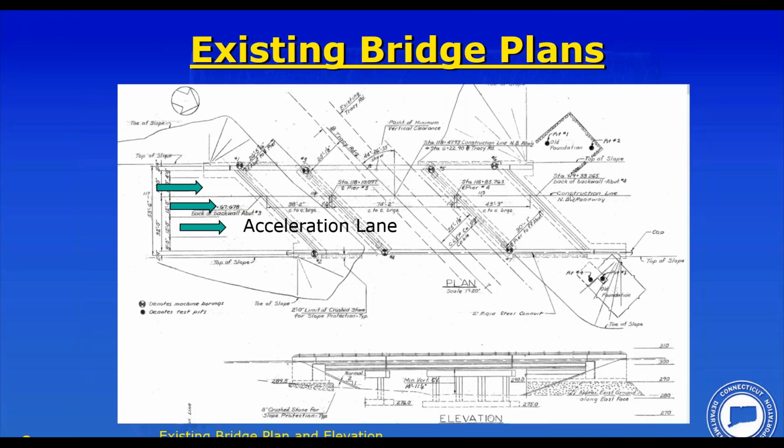Again, a plan view of the existing bridge. These are taken from the original plans, showing the arrangement of 3 lanes on the bridge. Again, one is an acceleration lane and two of them are the interstate lanes. Elevation of the bridge showing fairly standard framing and fairly standard geometry with a skew of approximately 45 degrees.